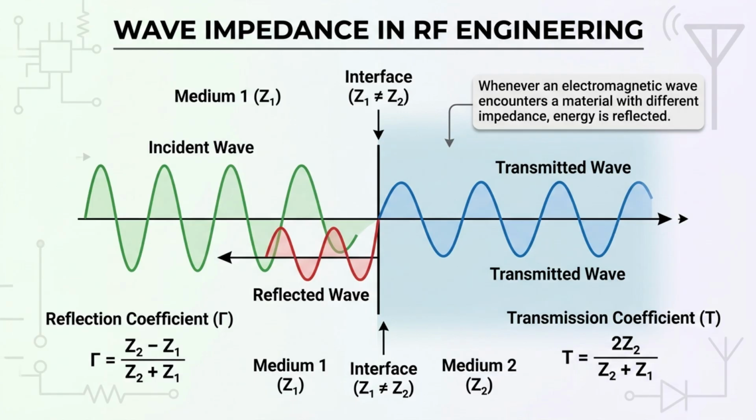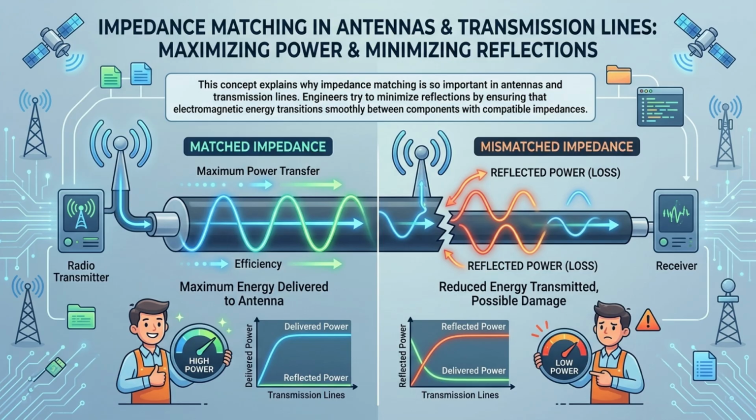This concept explains why impedance matching is so important in antennas and transmission lines. Engineers try to minimize reflections by ensuring that electromagnetic energy transitions smoothly between components with compatible impedances. At the system level, wave impedance affects antenna radiation, microwave circuits, waveguides, radar systems, wireless propagation, and electromagnetic compatibility. Many RF design techniques ultimately aim to control impedance relationships and maximize power transfer.